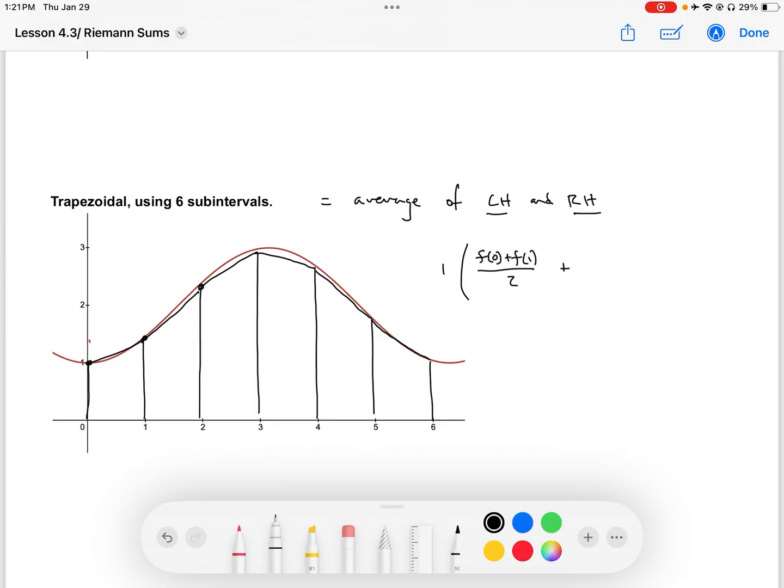And then for the second rectangle, your height would be the average of f of 1 and f of 2, divided by 2. And then for the third, it would be f of 2 plus f of 3 divided by 2, etc.